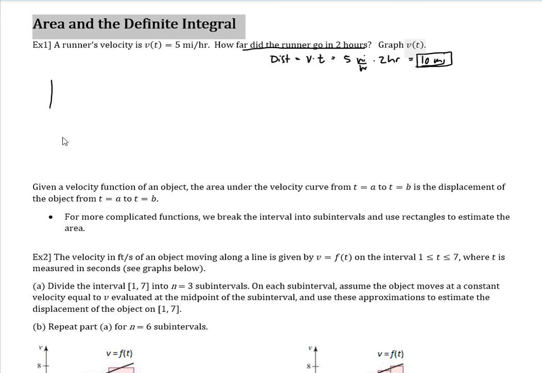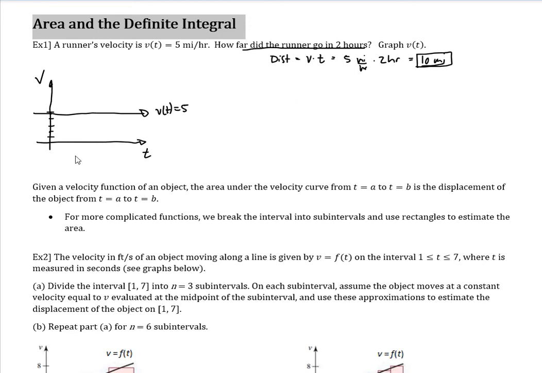What I want to do is graph it, so I'm going to draw this graph. This would technically be the v-axis, and this would be the t-axis in this problem. v is just like y equals 5, which is a horizontal line. 1, 2, 3, 4, 5. So that would be just a horizontal line. This is v of t equals 5.